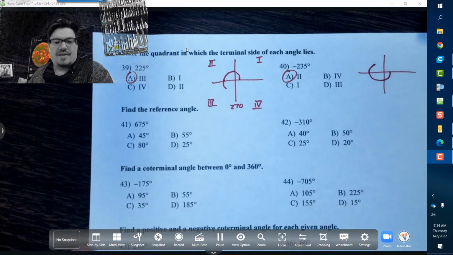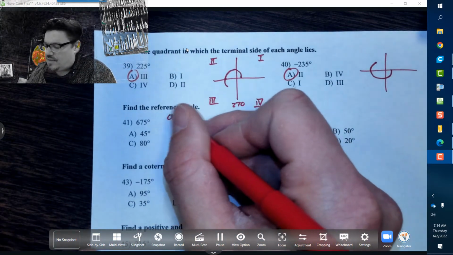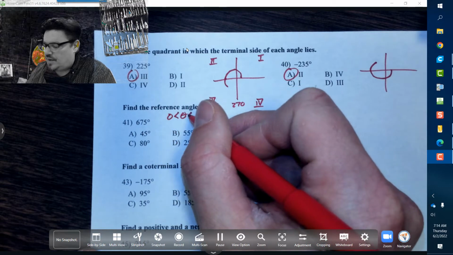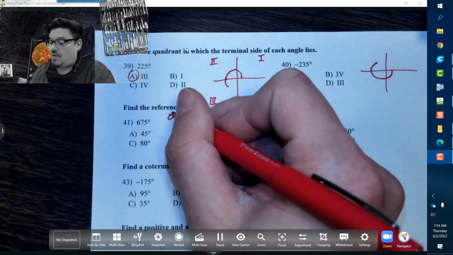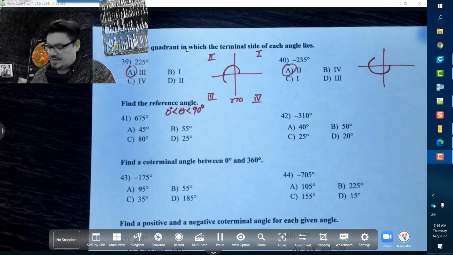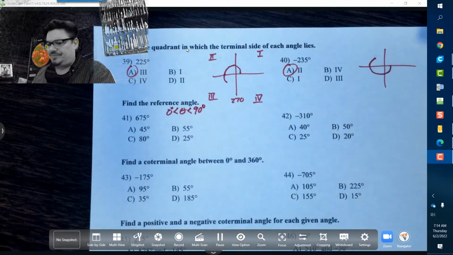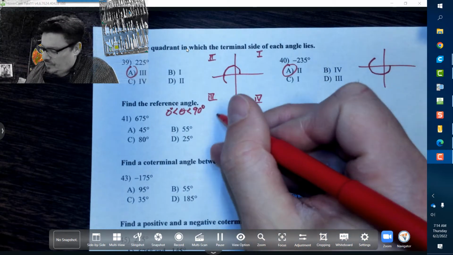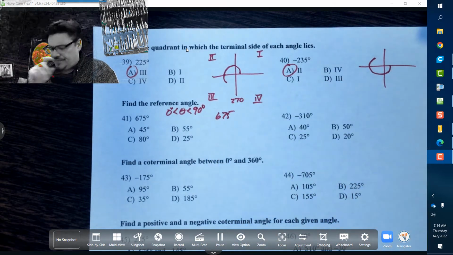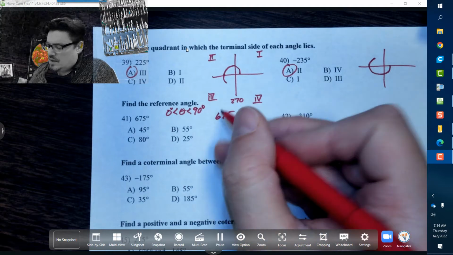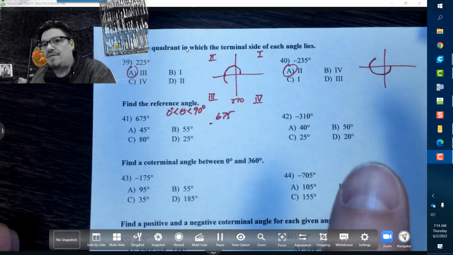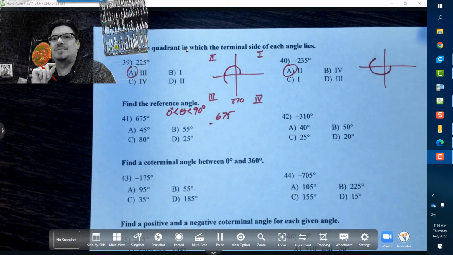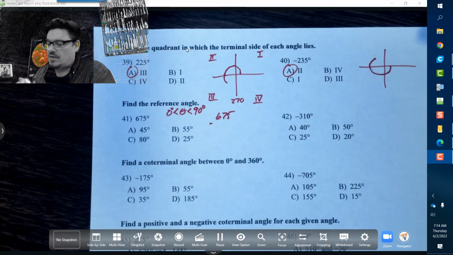All right, now find the reference angle. You've got to remember that the reference angle has to be between 0 and 90 degrees, or 0 and 2 pi. And so what we want to do is keep getting rid of all of the spins, okay? So if we're halfway, we want to get rid of the 180. We want to get it so that it's between 0 and 90.